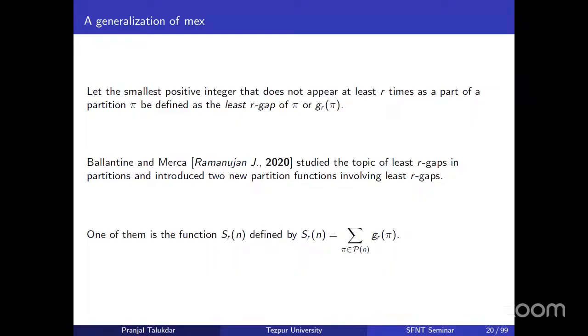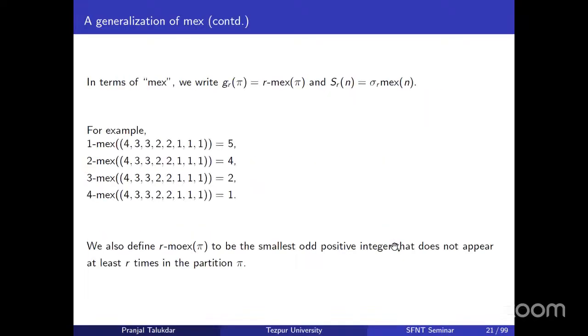Ballantyne and Merca in 2020 initiated the study of least r-gaps, and they denoted the least r-gap by z_r of pi, and they also studied the summation function for all the least r-gaps. In max terminology, we can also say r-max of pi, and this can also be viewed as this sigma r max n.